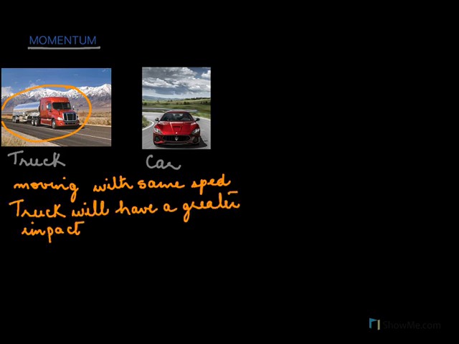When I say greater impact, I mean if the truck were to collide with some other vehicle or hit a wall, it is the truck that would create a greater impact. And why would the truck create a greater impact? Because the truck has more mass. So we can say the magnitude of impact of a moving body depends on its mass. Greater the mass of the body, greater is its impact.